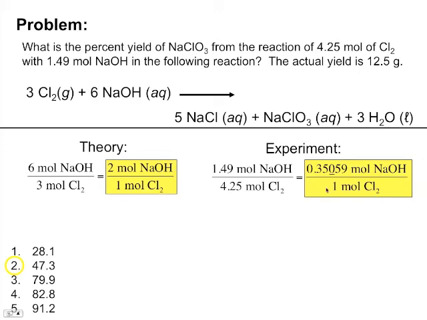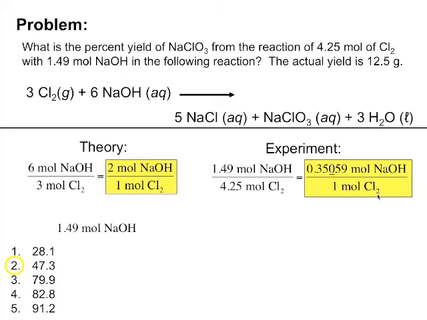Now when we compare, again, what is our recipe telling us? If we want to consume a mole of chlorine, we need at least 2 moles of sodium hydroxide to do it. Do we have 2 moles of sodium hydroxide present? No. So the sodium hydroxide is our limiting reactant. We're going to have chlorine in excess. When the reaction is over, we'll have chlorine left over.